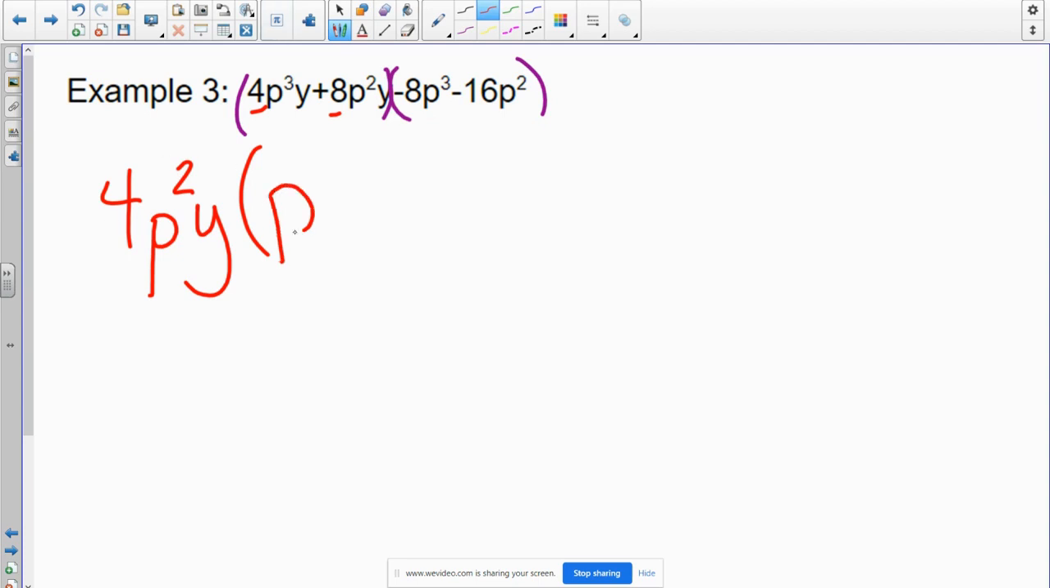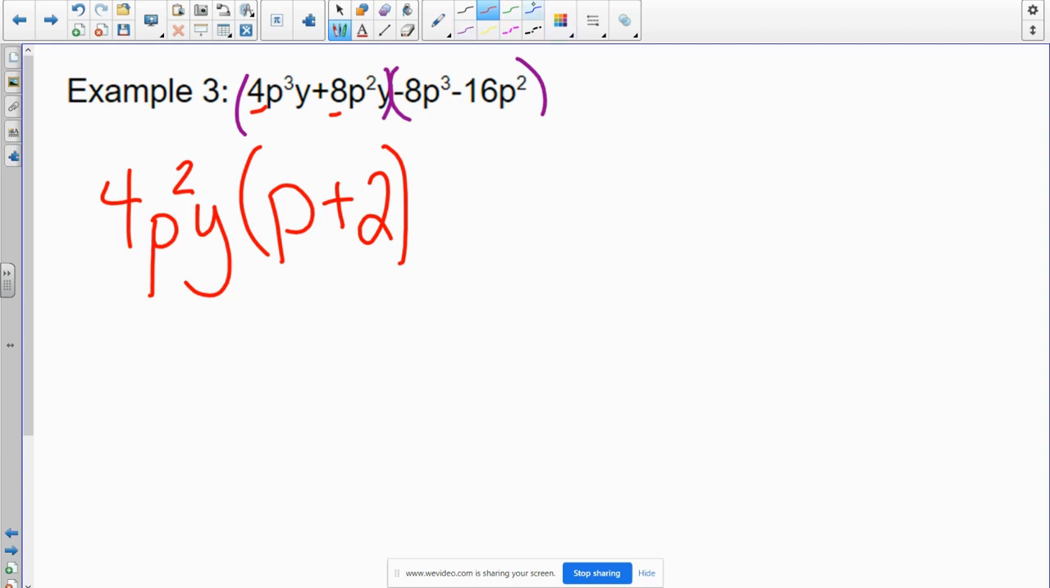I get one little p left, and then the y's cancel out. Again, divide again. 8 divided by 4 is 2. That's a positive there. My p's are going to cancel out. My y is going to cancel out. So I know I'm completed.